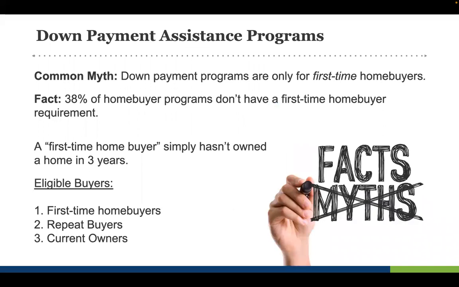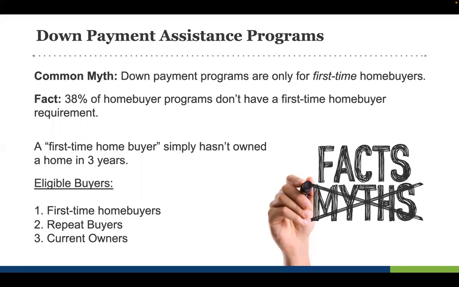Now, again, we're looking at a broad, basic, foundational understanding of how these work, right? There are always outliers and nuances, but we want to get a good foundation for you. So let's talk about first-time homebuyers. Now, this is universal across all of these different program types, but we'll address this here with DPAs. It is a myth that these programs are only for first-time homebuyers. In fact, about 38 or 39% of all of these programs do not have a first-time homebuyer requirement.